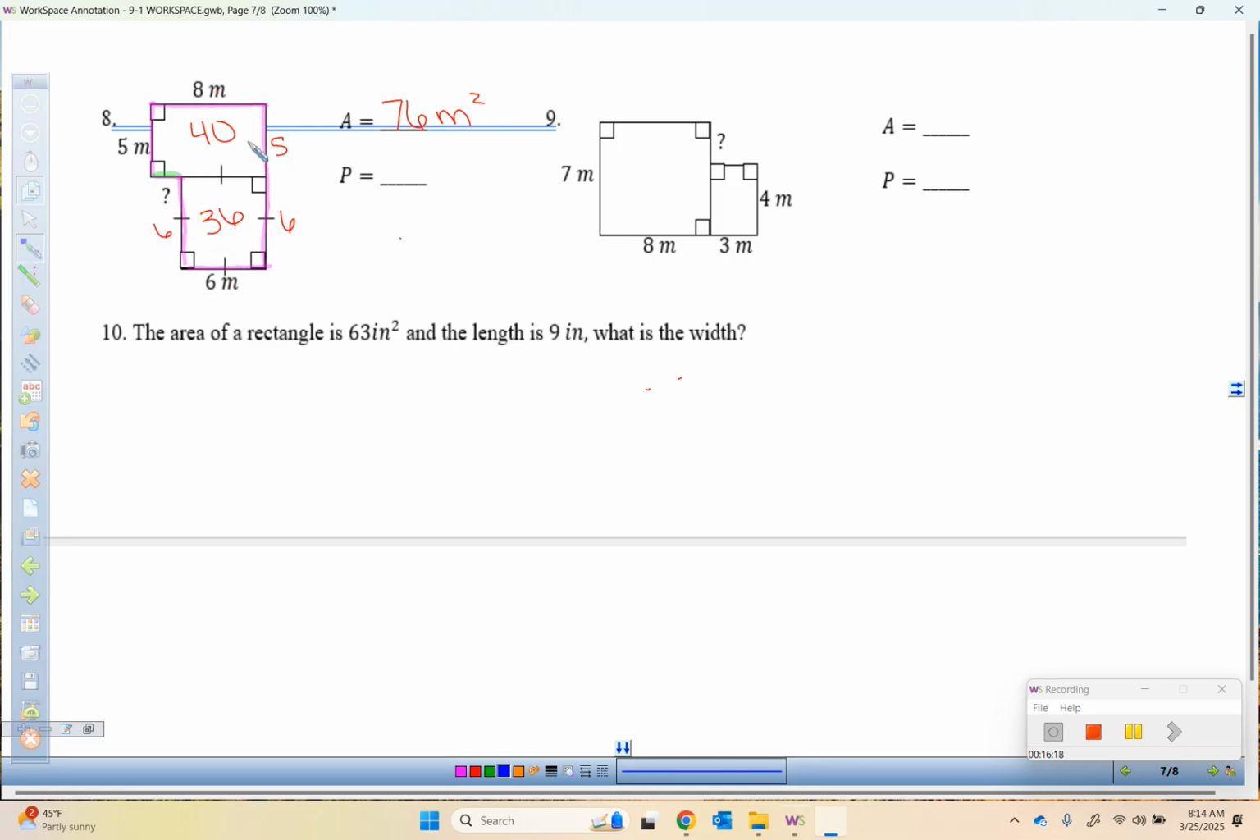Well, I know what this is, and I know what this is. So 8 minus 6 would give me this, and so this little question mark is 2. Okay? So now I just add up all my sides. That's all we're doing. So I would have 5 plus 8 plus 5 plus 6 plus 6 plus 6 plus 2. And I think that's all my sides. And I get 38 meters.